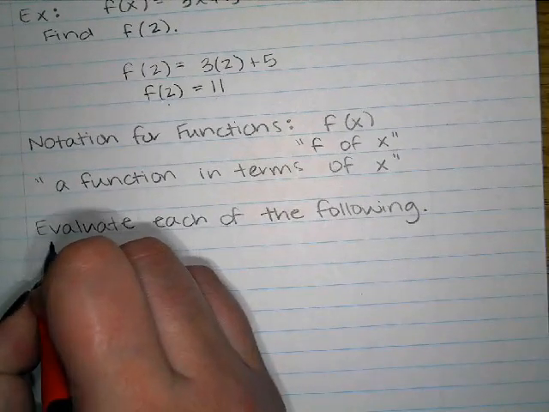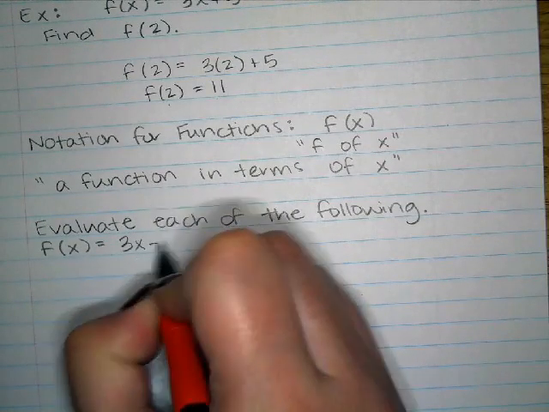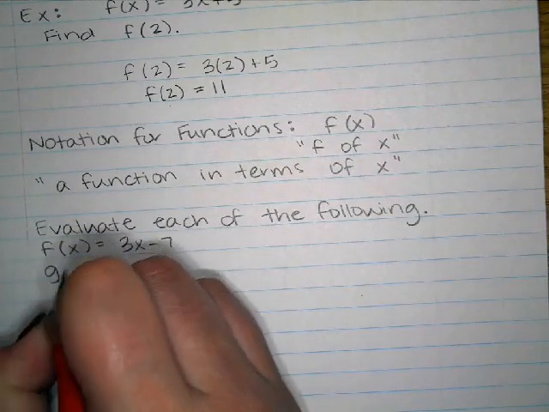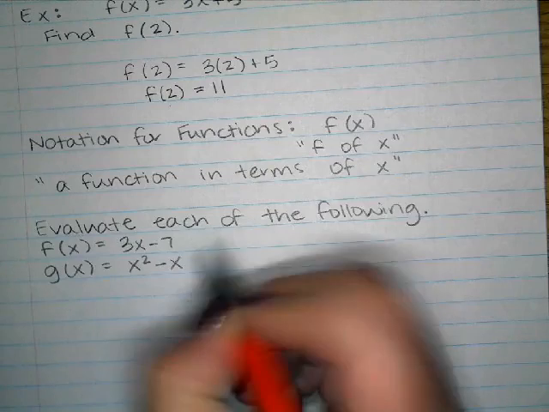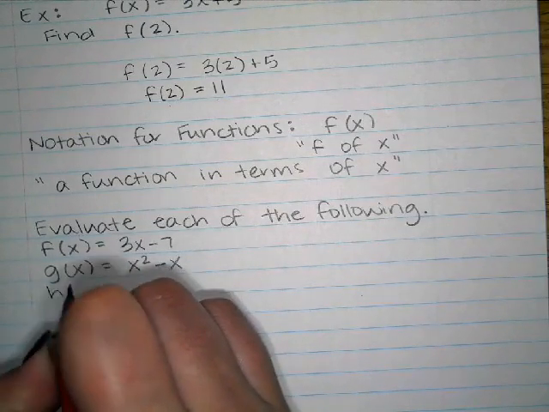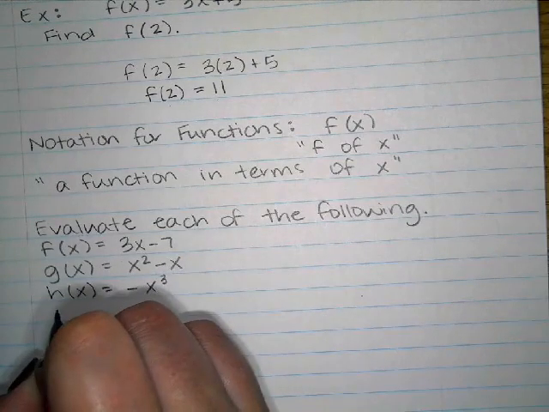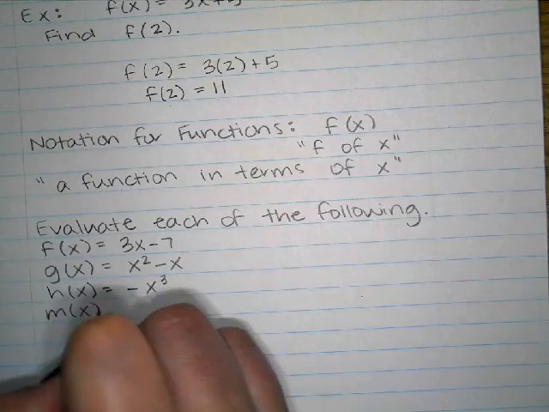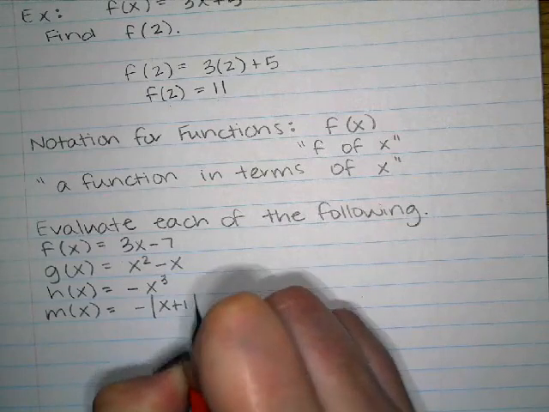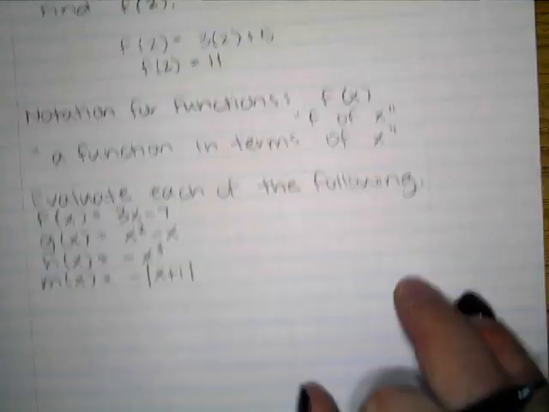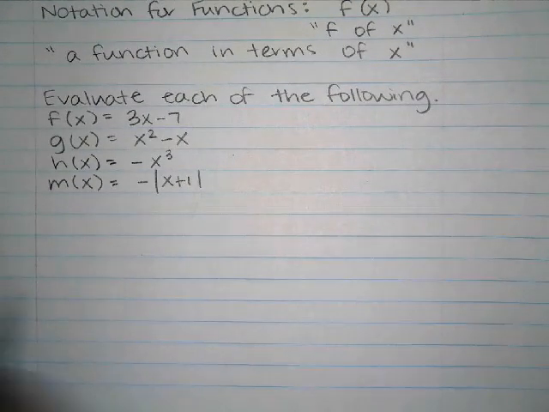So the first one is going to be f of x, and that's going to be 3x minus 7. The second one is going to be g of x, and that's going to be x squared minus x. The third one is going to be h of x, and that's going to be negative x to the third. And then the fourth one is going to be m of x, and that's going to be negative absolute value of x plus 1. So we're going to be doing examples using these 4 functions.